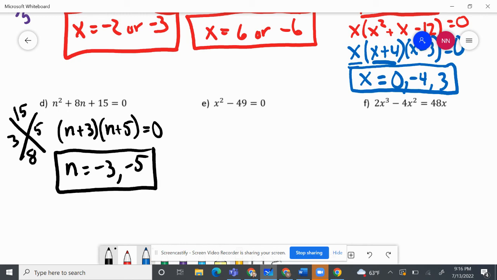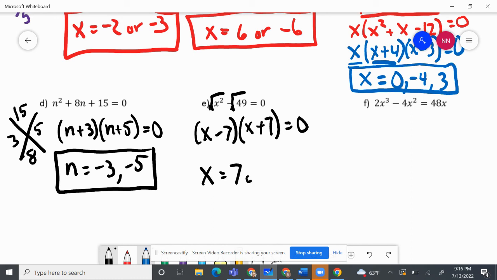Letter E, we see that it's a difference of squares. So we're going to use a special factoring pattern, x minus 7 and x plus 7. So the two zeros would be 7 or negative 7.